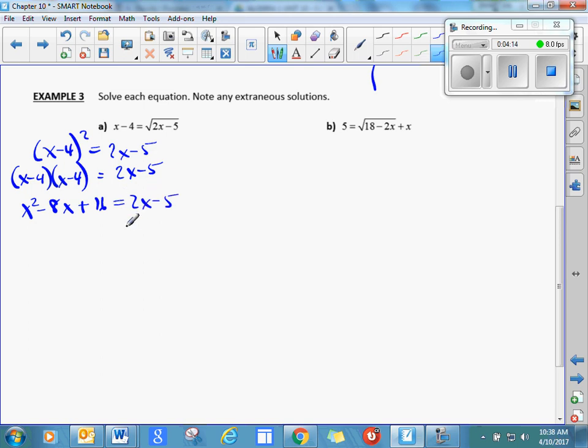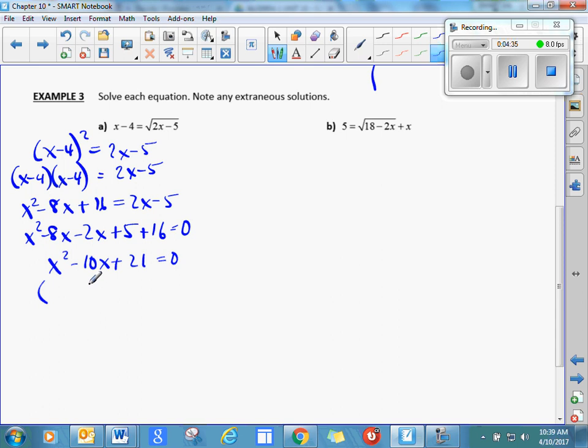And now we need to set it equal to 0 again, because I've got a quadratic equation. So this is x squared minus 8x minus 2x plus 5 plus 16 equaling 0. Cleaning it up, x squared minus 10x plus 21 is equal to 0. And now we're going to go back and factor this again.